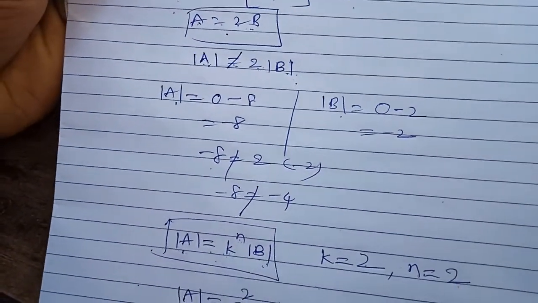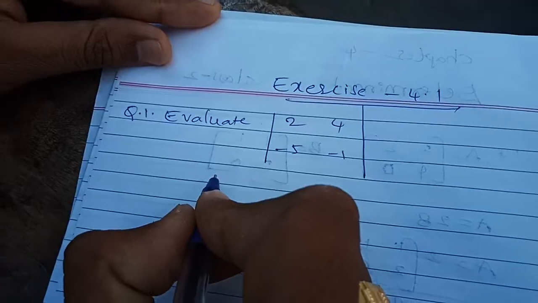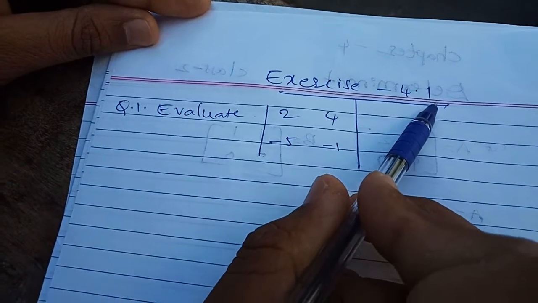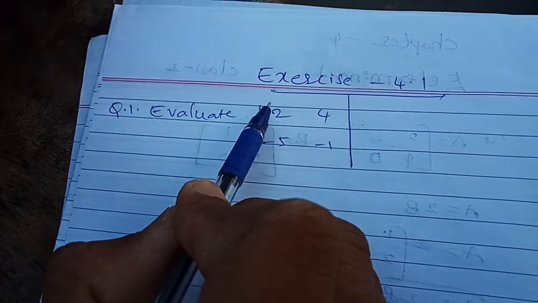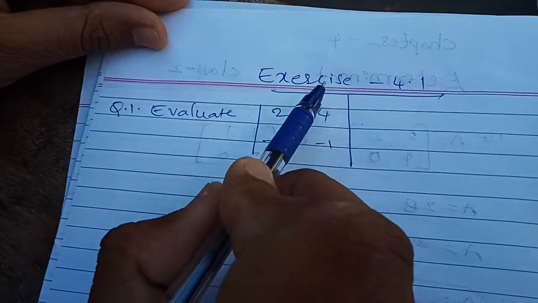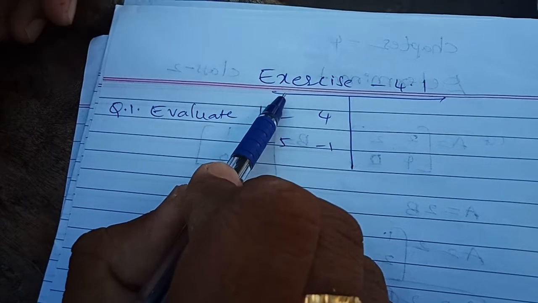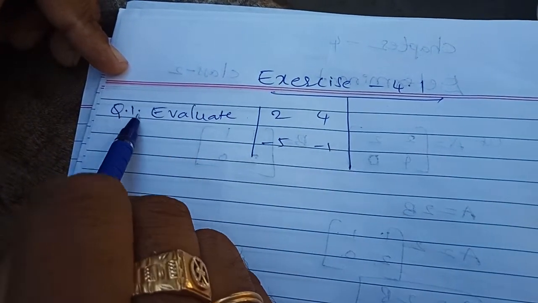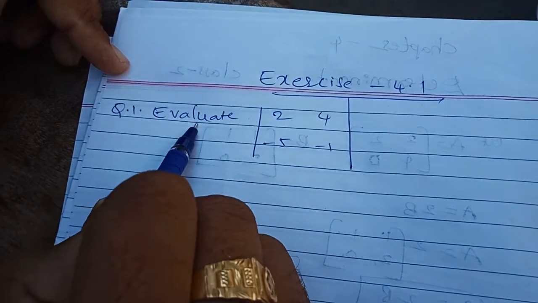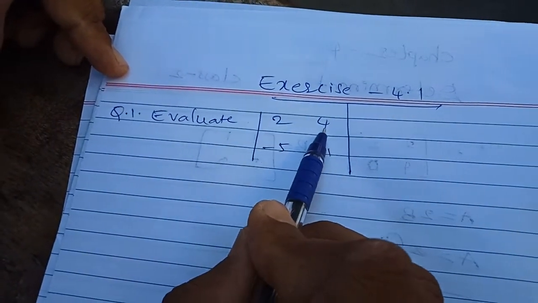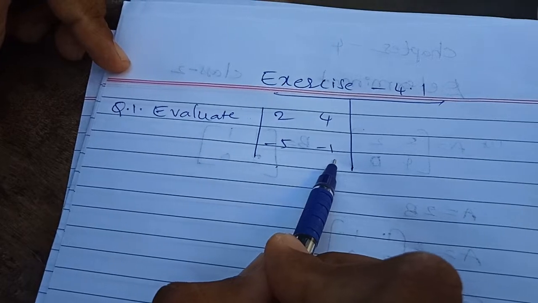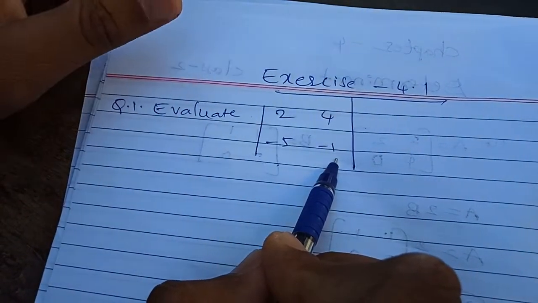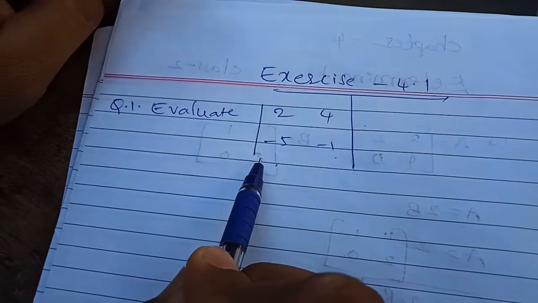Okay, so next we can continue the questions. See, this is exercise 4.1. Already we have completed all the examples in front of exercise 4.1, so in today's class we can continue exercise 4.1. See question number 1 in exercise 4.1: Evaluate the determinant of 2, 4, minus 5, minus 1. I think you people can do it very easily. Yes or no? That's why I'm not going to continue the solution for this.